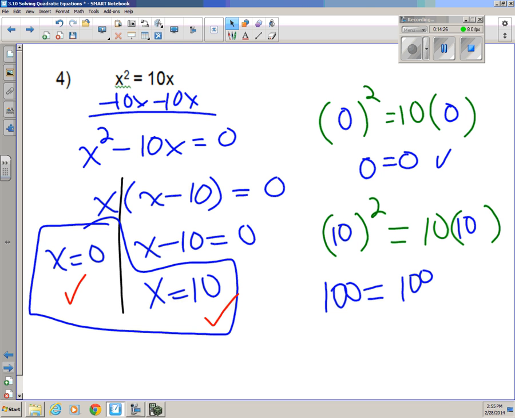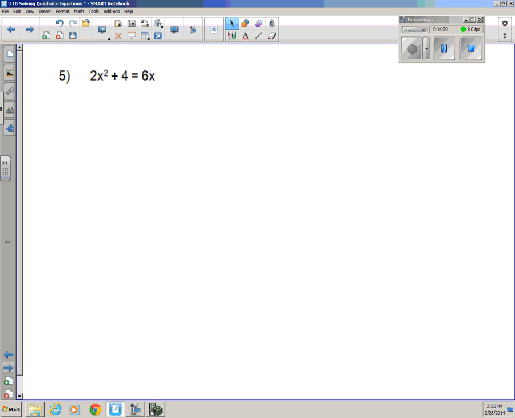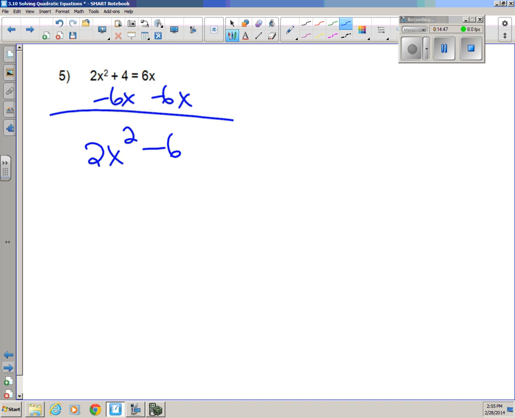Okay, last one. 2x squared plus 4 equals 6x. I'm not equal to 0. I need to bring the 6x to the opposite side. And I need to realize that it has to go in the middle because I need to be in x squareds, x's, and then constants. So this would look like 2x squared minus 6x plus 4 equal to 0.